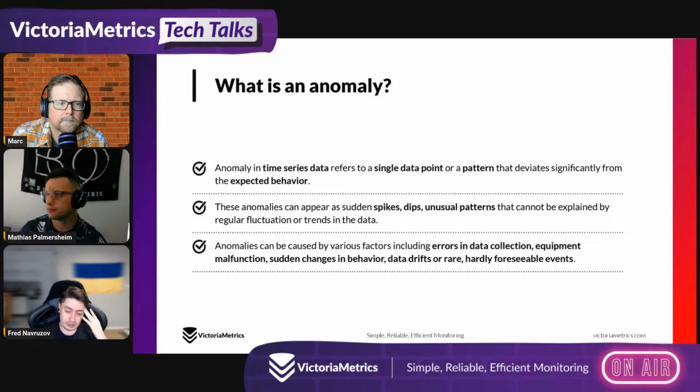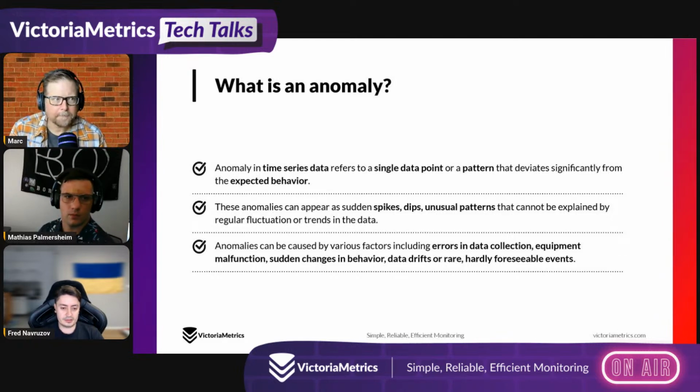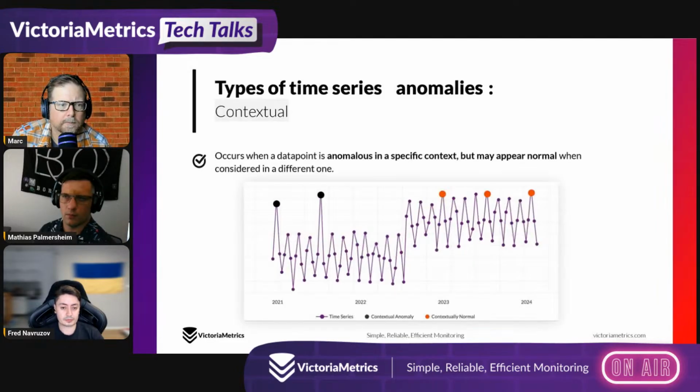And the reasons can be many, like errors in data collection. Maybe a sensor that sends data is malfunctioning. Maybe you have sudden changes in behavior. That's the real classical anomalies that we all want to detect. Maybe it's data drift or some rare, hardly foreseeable events like an epidemic or something like that. So almost everything can affect the state where you can see this unexpected behavior.